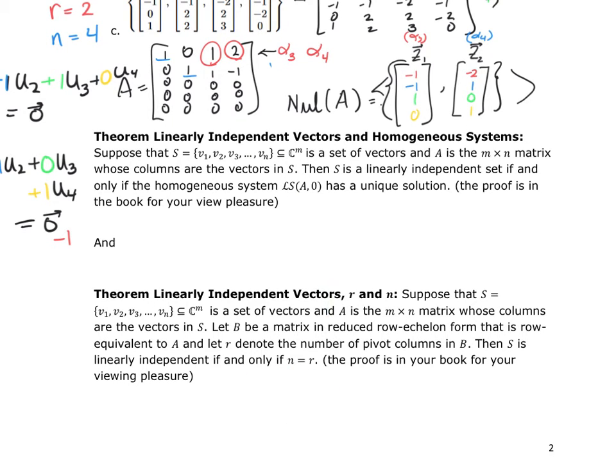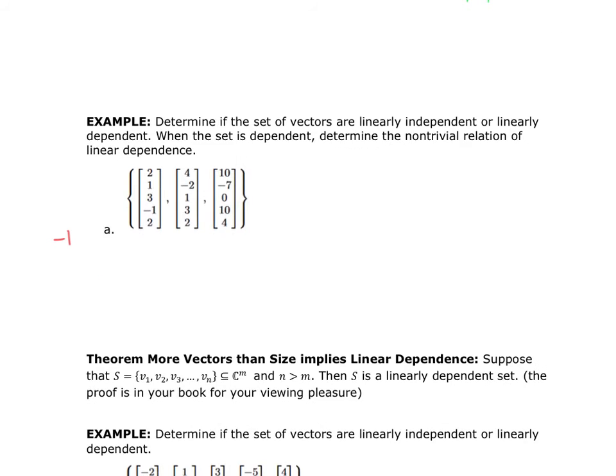So if I come back up here to my example, my number of pivots was 2, but my columns were 4. So I didn't even have to go through all of this. If I would have known this theorem, I could have told you right out of the gate that this was linearly dependent based on that theorem. So let's take a look at this example.